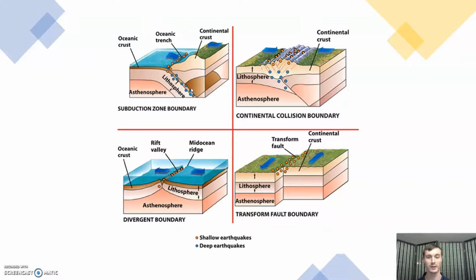So deep earthquakes are associated with what? Subduction zones and continental collision zones. You get modest, very, very small earthquake activity at divergent margins, places like mid-ocean ridges. And you do get shallow earthquakes, but they can be very powerful earthquakes at transform boundaries. So let's get into it.